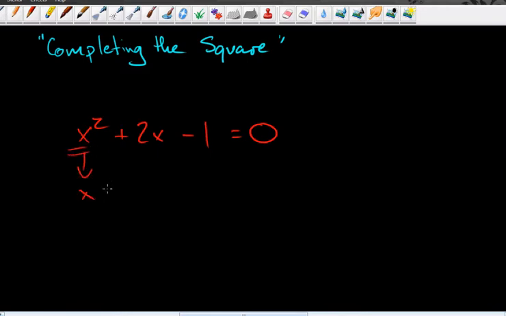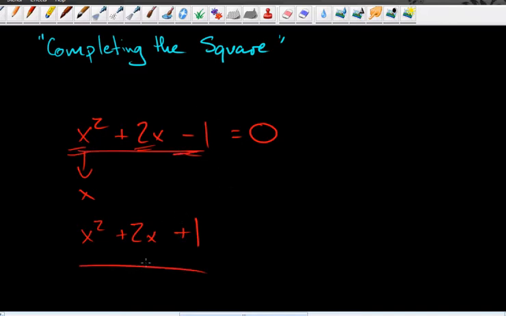Well, in this case, we already have x squared, so I'm thinking the square root of this is x. But this last term, negative 1, is not a perfect square. So instead, to complete the square, I think about what this term would tell me. Well, 2 times x times what is 2x? Well, times 1. So x squared plus 2x plus 1 would be the perfect square.